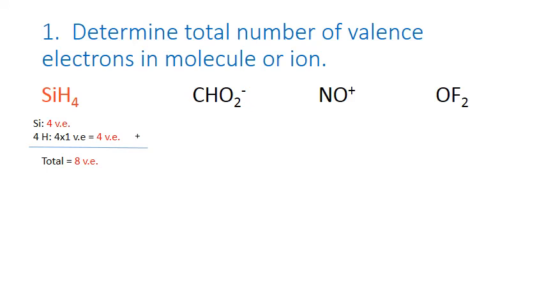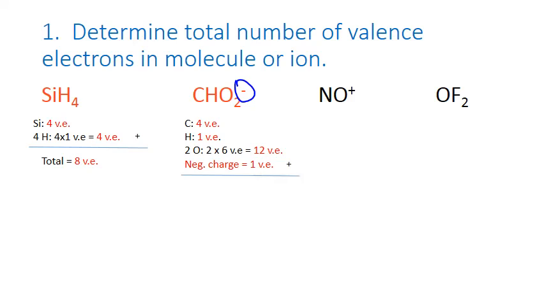Now we'll do the same thing for our CHO2 molecule. This is the formate ion. Carbon has four valence electrons. It's from group 14 of the periodic table. Hydrogen has one. And oxygen is in column 16, so that means six valence electrons. We have two of them in the formula, so we multiply that by two to get 12 valence electrons. The last piece is the charge. This is a polyatomic anion. With a negative one charge, that means we have to add one valence electron to account for that charge. We add all of those together, and we get 18 valence electrons total for this molecule.